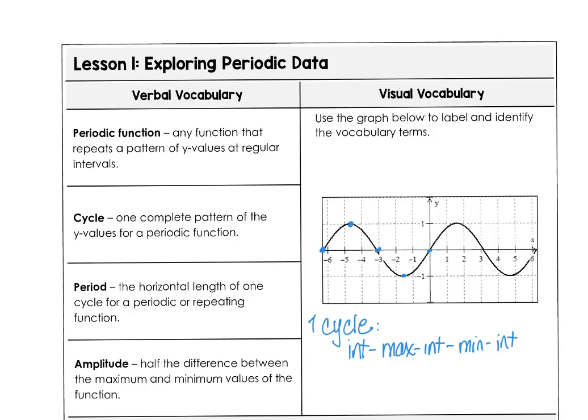So that's one cycle, where the period is the length from the beginning of the cycle to the end of the cycle. So the period in this case goes from 0 to 2 pi. That's the period. And then the amplitude is half of the distance between the maximum and the minimum. So our midline is the y-axis. That's our midline. That separates the top half and the bottom half. And this is the amplitude. And in this case, our amplitude is 1. Amplitude is always the absolute value of the high point or the low point here.